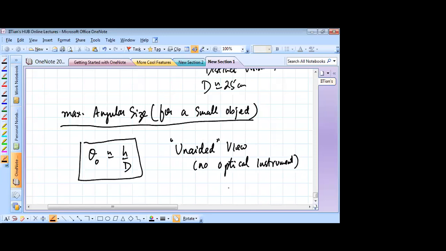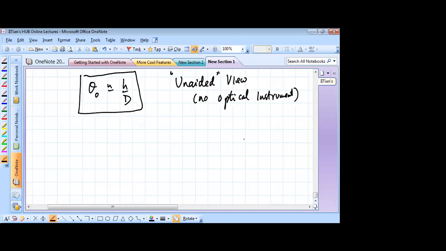So now using an optical instrument, if we are able to increase the angular size to theta, then that theta related to this theta naught is called the angular magnification using that optical instrument. So first of all, we have understood the concept of angular size. We have understood the concept of maximum angular size to the unaided eye. Now next thing we'll understand is angular magnification.